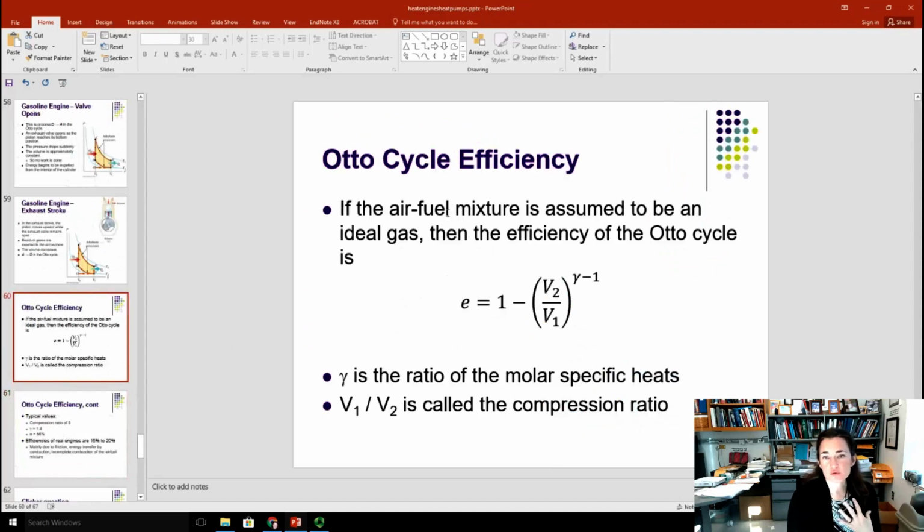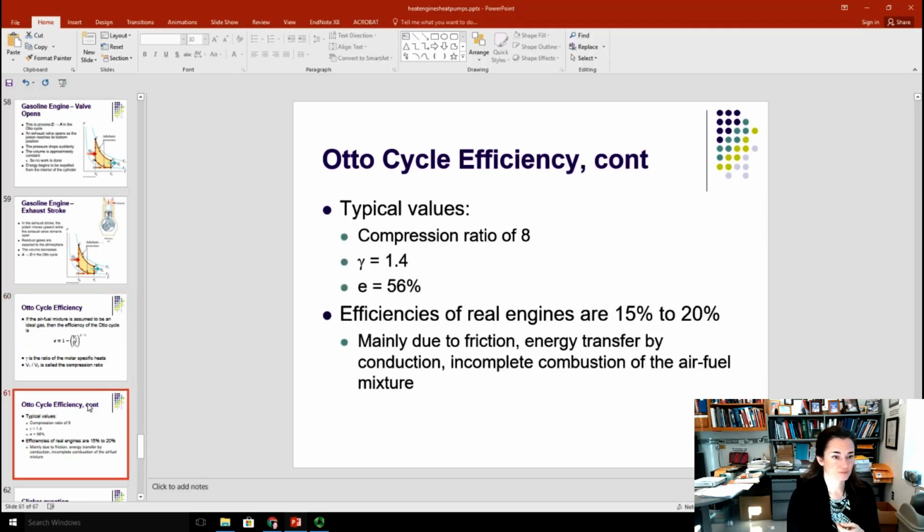Now, if the air-fuel mixture is assumed to be an ideal gas, then you can write the efficiency of the Otto cycle this way. The efficiency is equal to 1 minus V2 over V1 to the gamma minus 1 power. Gamma is the ratio of the molar specific heats, the adiabatic exponent that we talked about earlier, I think in chapter 1 of Schroeder's thermal physics. V1 divided by V2 is called the compression ratio. Typical values are compression ratios of about 8, gamma of 1.4, and efficiencies of about 56%.